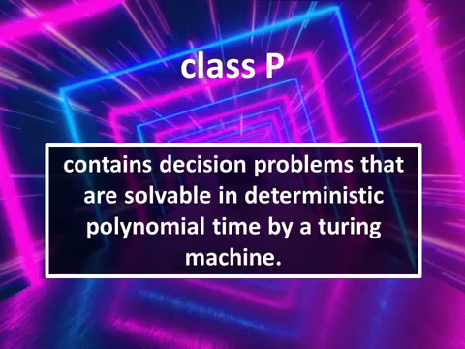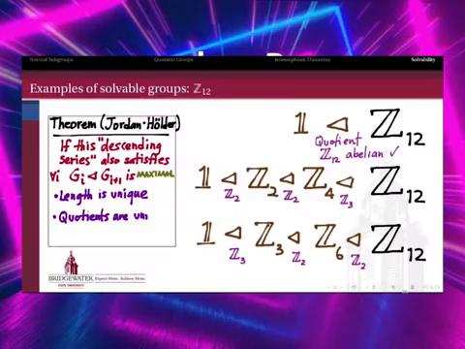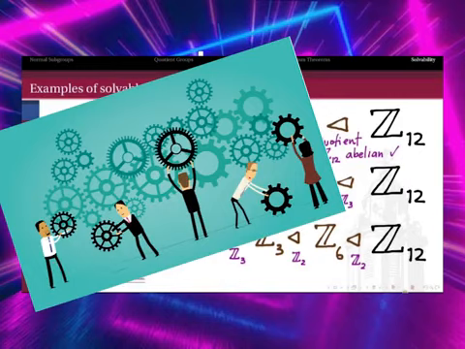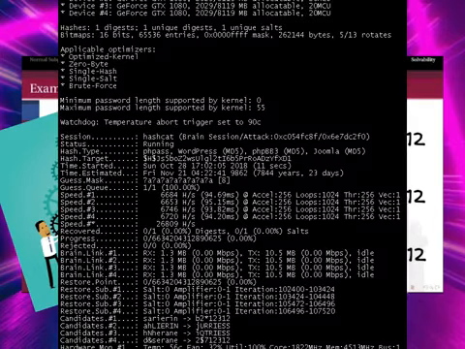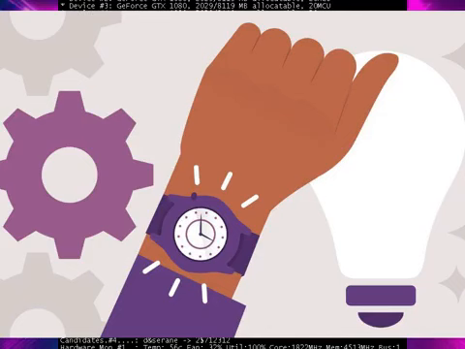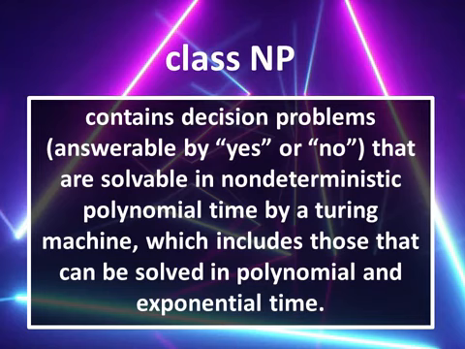The class P contains decision problems that are solvable in deterministic polynomial time by a Turing machine. Such problems can be solved much more efficiently than using a brute force approach, which often takes exponential time. The class NP contains decision problems that are solvable in non-deterministic polynomial time by a Turing machine, which includes those that can be solved in polynomial and exponential time.